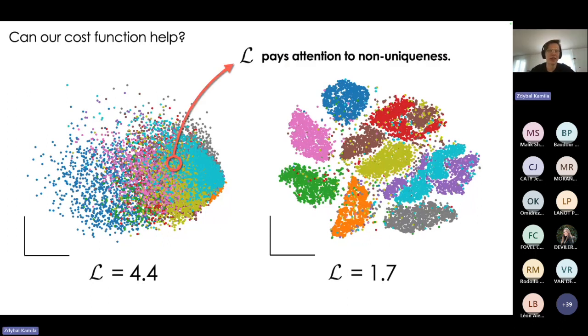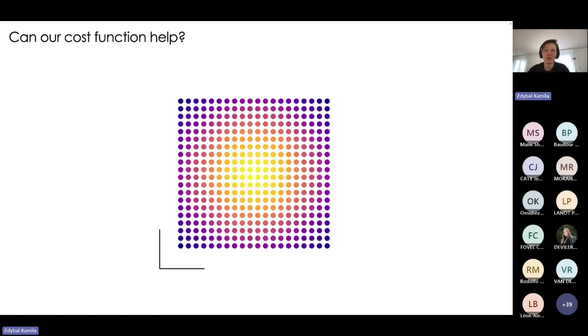So our cost function pays attention to that non-uniqueness generated on an embedding, which can come from overlapping observations. If there's an overlap and also the variable you're looking at changes value across that overlap, then you're generating non-uniqueness. So now I took this toy data set, and it's just a 2-dimensional grid, a square grid.